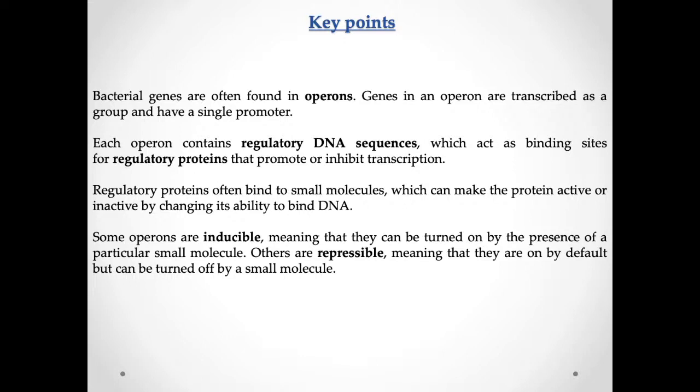Bacterial genes are often found in operons. Genes in an operon are transcribed as a group and have a single promoter. Each operon contains regulatory DNA sequences, which act as binding sites for regulatory proteins that promote or inhibit transcription. Regulatory proteins often bind to small molecules, which can make the protein active or inactive by changing its ability to bind DNA. Some operons are inducible, meaning they can be turned on by the presence of a particular small molecule. Others are repressible, meaning they are on by default but can be turned off by a small molecule.